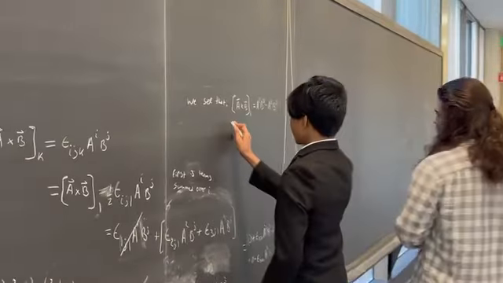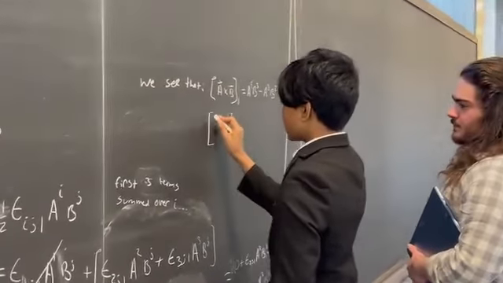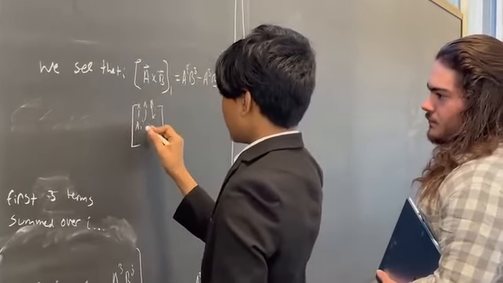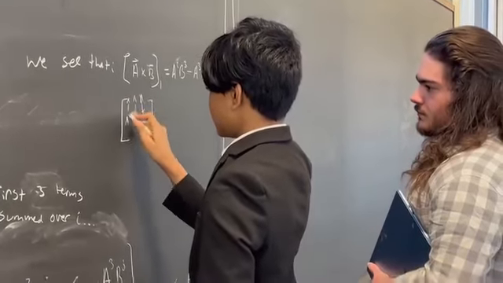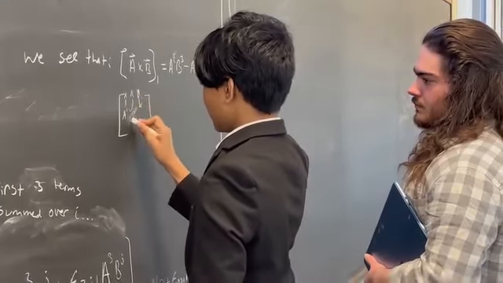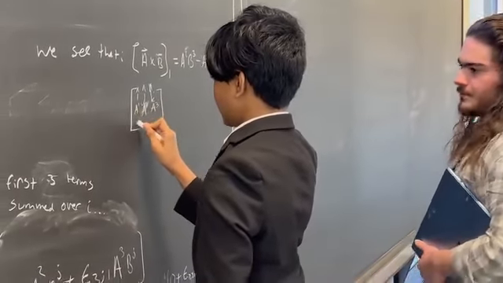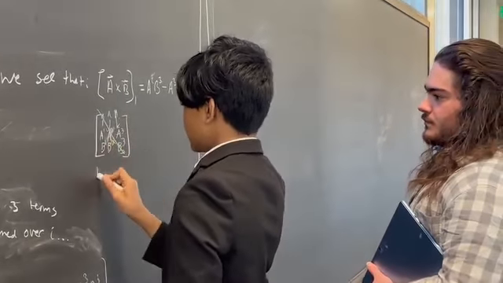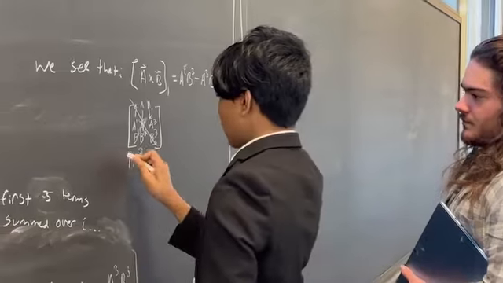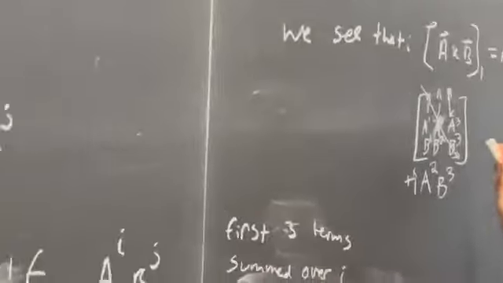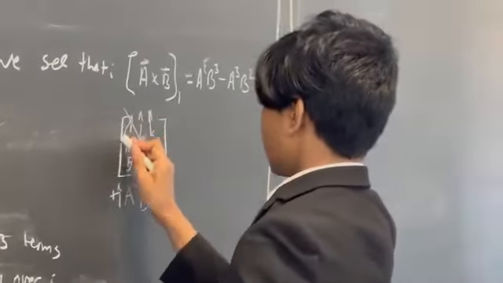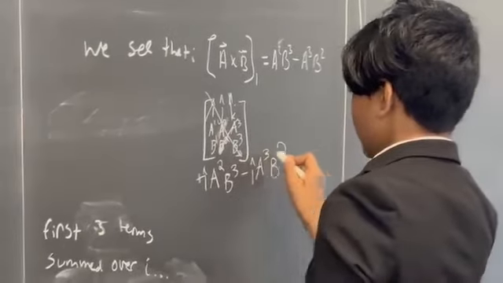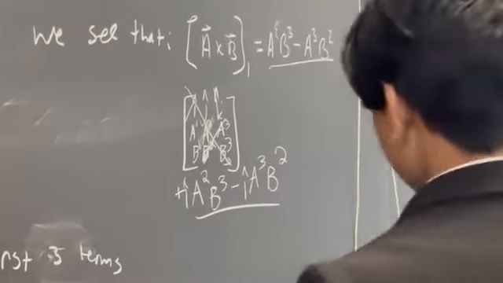I guess I just wanted to compare this to the normal way of taking the cross product. So you have A1, A2, A3, and B1, B2, B3. Summing over this diagonal gives you plus i, A2, B3, and then going backwards gives you minus i, A3, B2. Wow, that's actually pretty interesting.